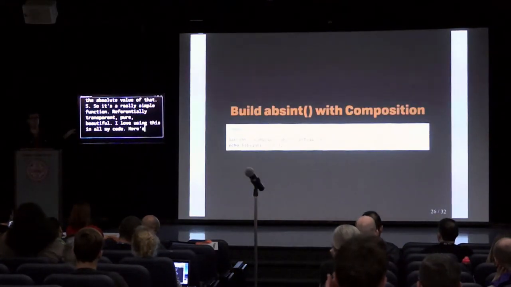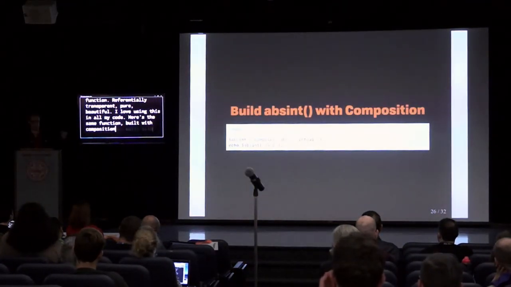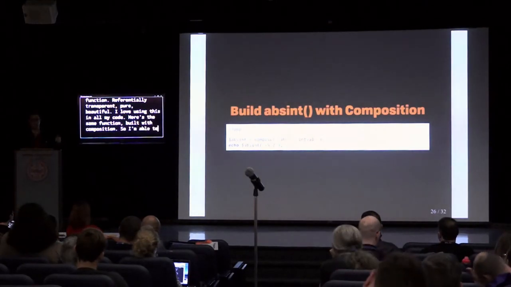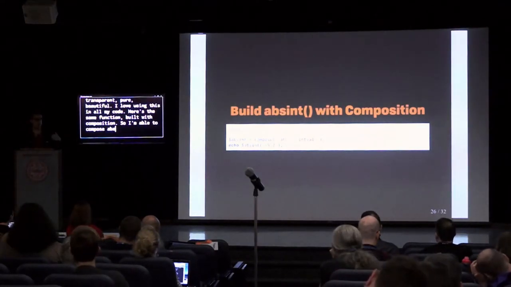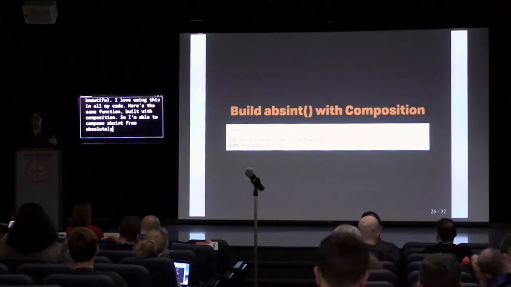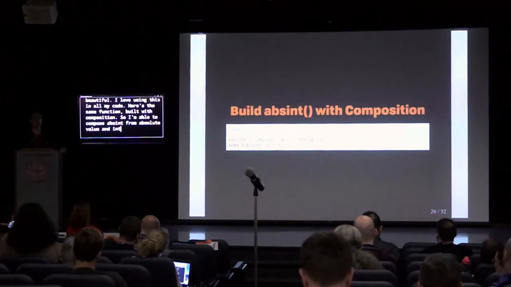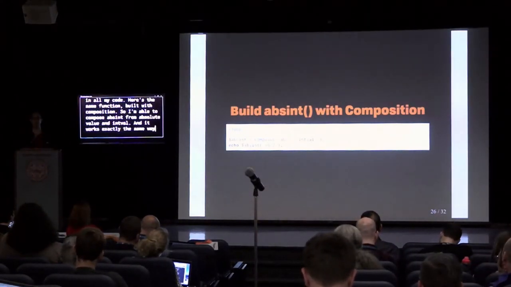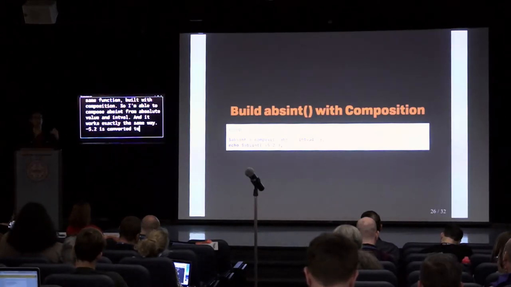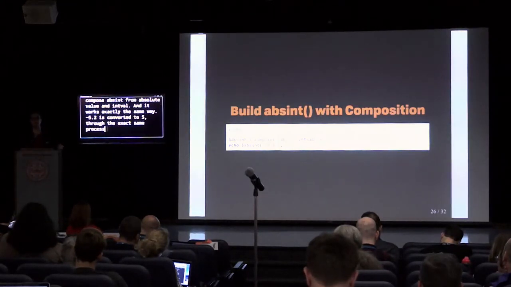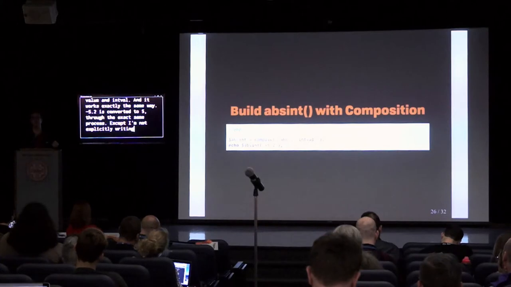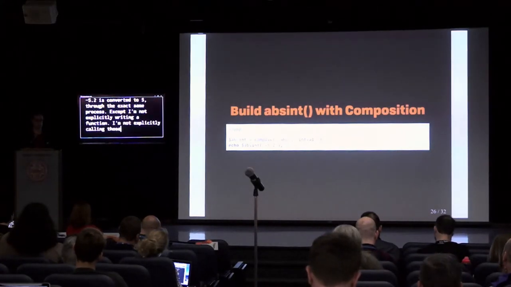Here's the same function built with composition. So I'm able to compose absint from absolute value and int val. And it works exactly the same way. Negative 5.2 is converted to 5 through the exact same process, except I'm not explicitly writing a function. I'm not explicitly calling those other two functions.